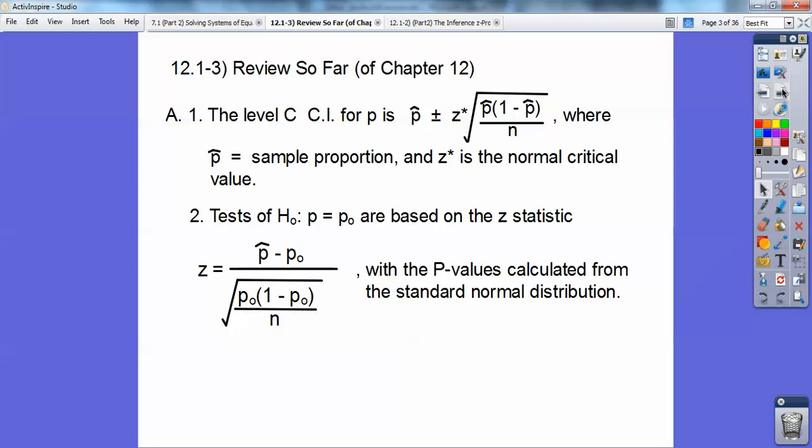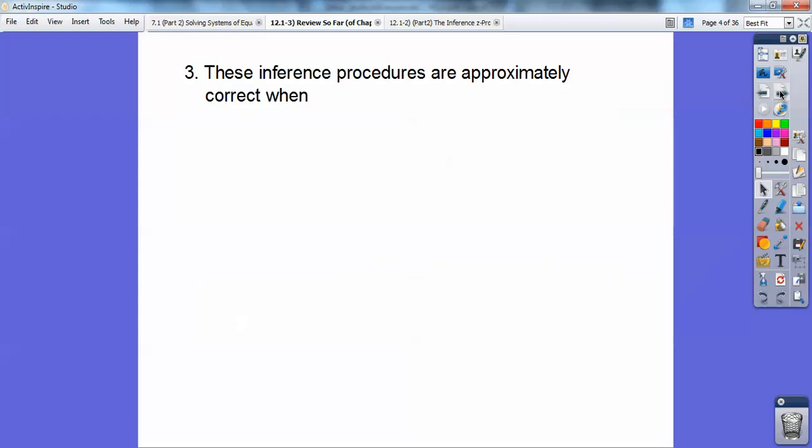Okay, and then for hypothesis testing, you test your null hypothesis that your population proportion is equal to the proportion you're testing right here, and that is based on these statistics. So p hat minus the proportion you're testing over the square root of it, which looks all similar. Doesn't this look similar to this up here, you guys? This square root right there, it's all the same, with p-values calculated from the standard normal curve, so we get our z statistics from table A.